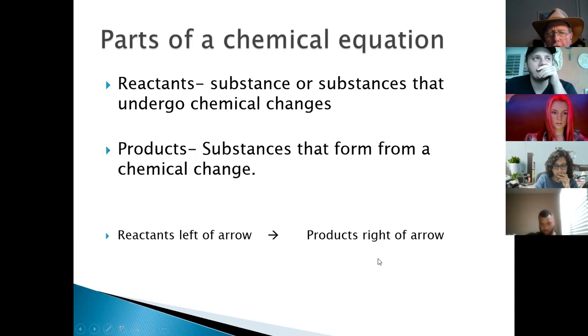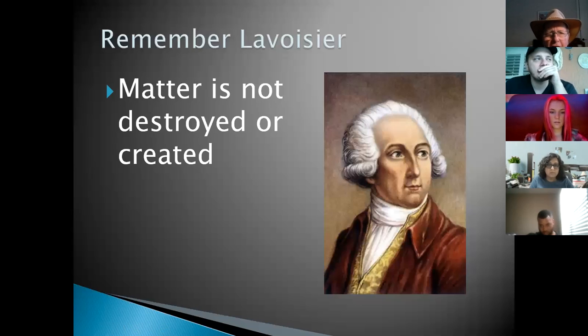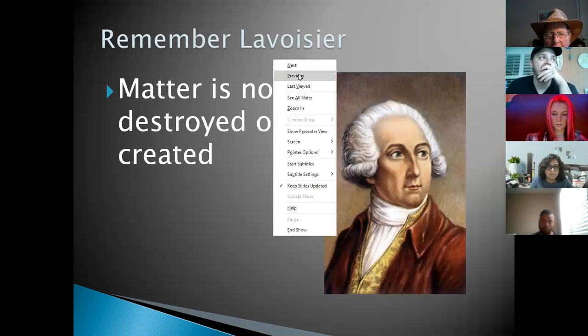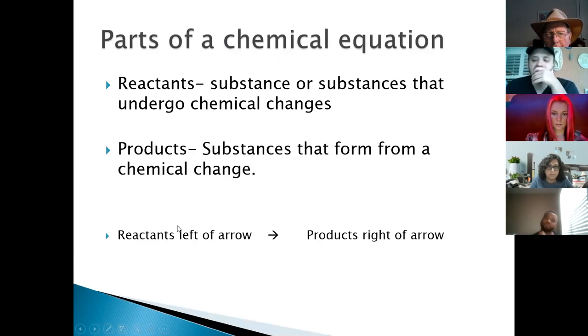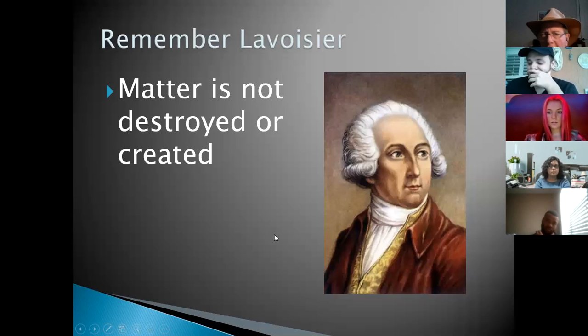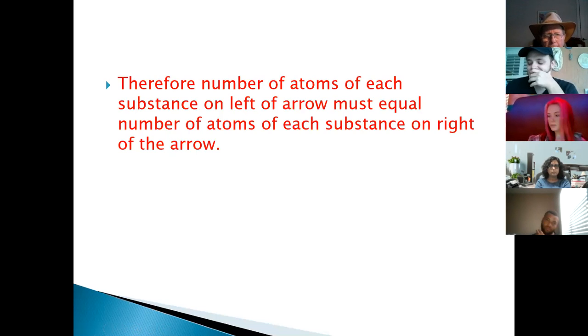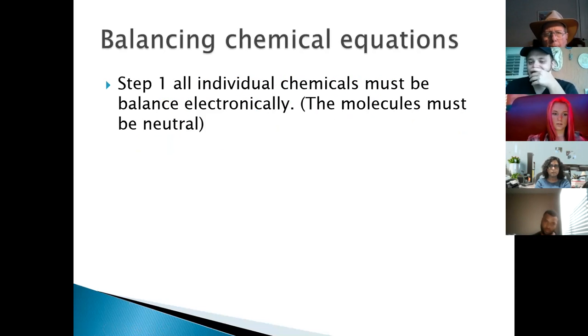Reactants left of the arrow, products right of the arrow means an equal sign. What that means is because of Lavoisier, matter is not destroyed nor created. That means that when we look at a chemical equation, the atoms on the left side of the arrow have to add up to the atoms on the right side. We don't create or destroy matter by chemical means. So first thing we're going to talk about is balancing chemical equations.